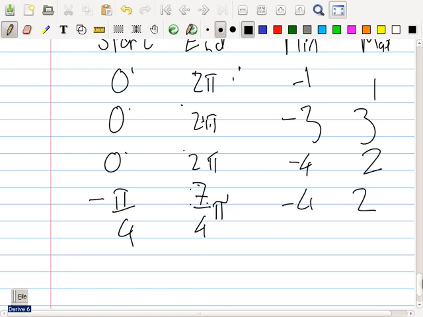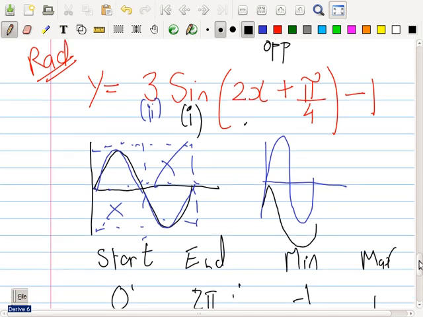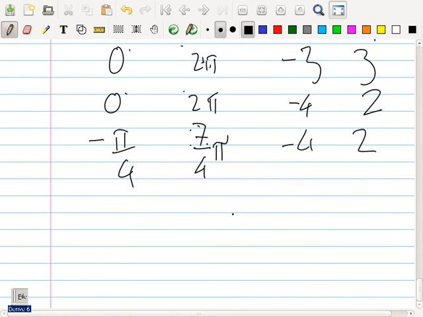And then the last thing to look at is the 2 here. What's the effect of the 2 here? Contracts, halves it. So instead of starting at minus pi over 4, where would it start? Minus pi over 8. And here? Remember you're halving it, 7 over 8. So 7 over 8 pi, minus 4 and 2. So you can draw the graph.